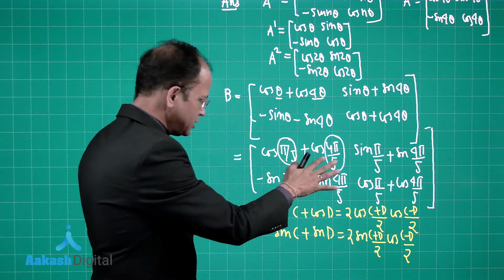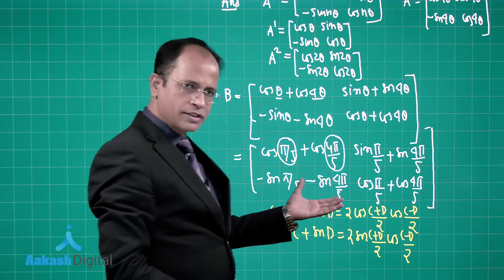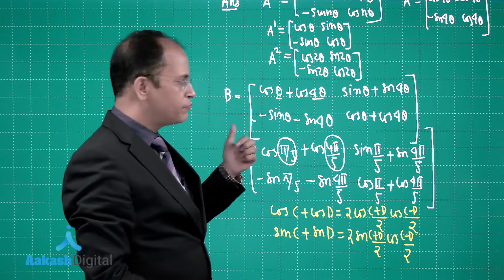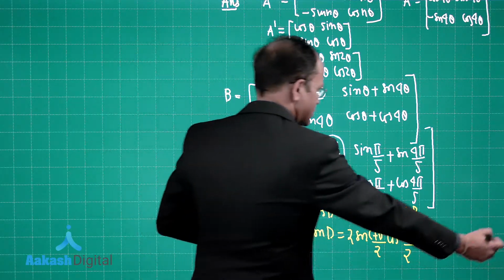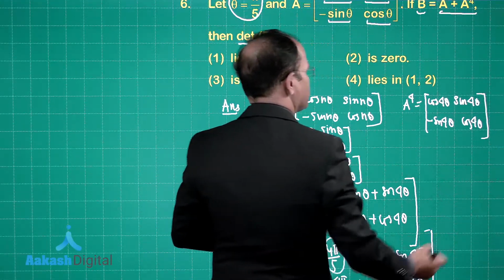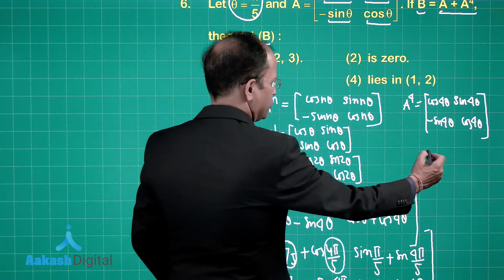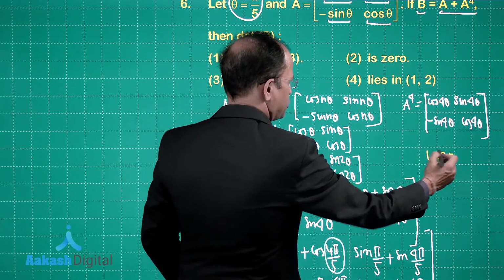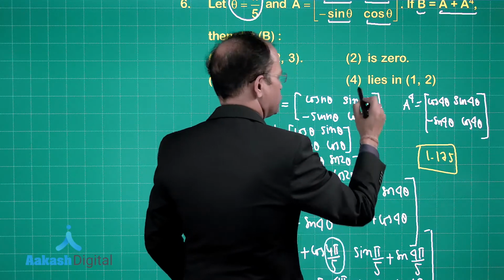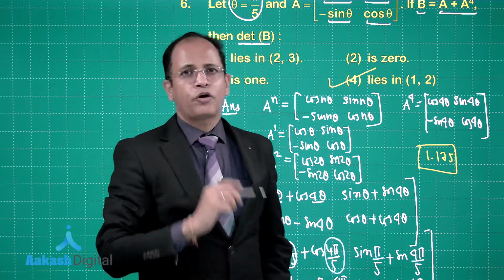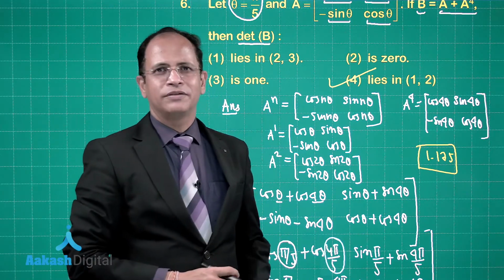So once we get the calculation done within this, we get some numerical value here. Then we find the determinant of B, and the very interesting thing is once you find the determinant of B, the value will be coming out as 1.175. So just you have to check the value here, which lies between 1 and 2. So basically the fourth option is the correct one we have.